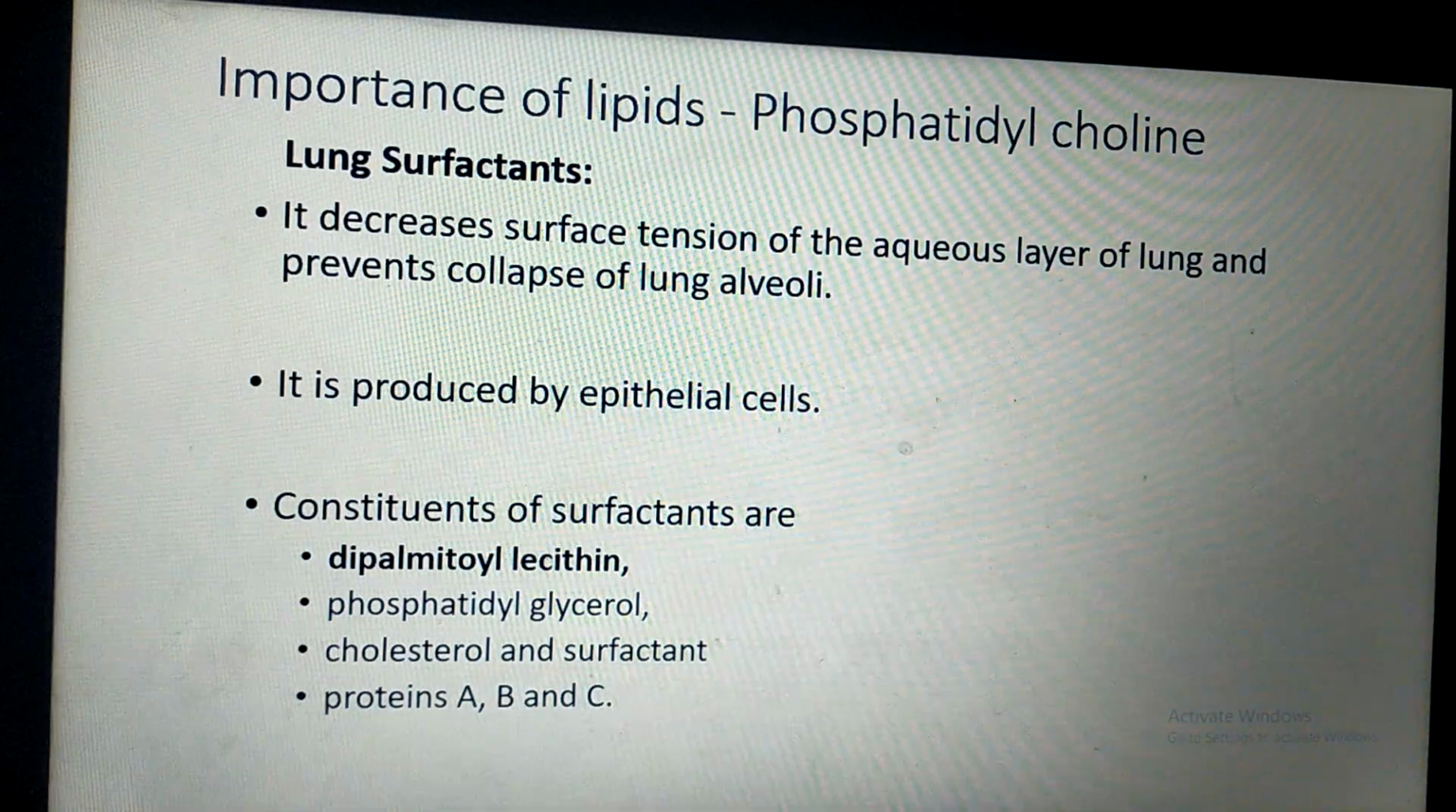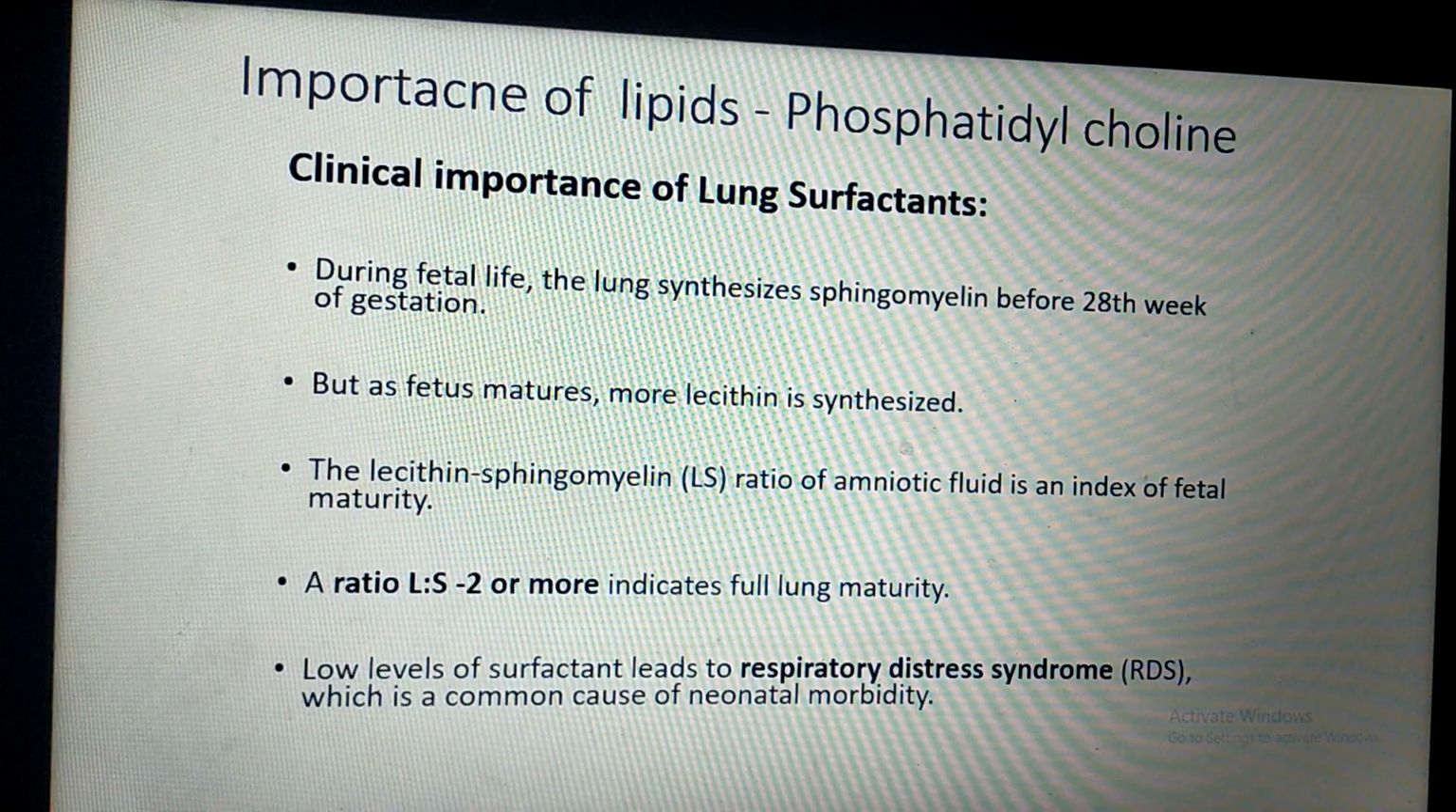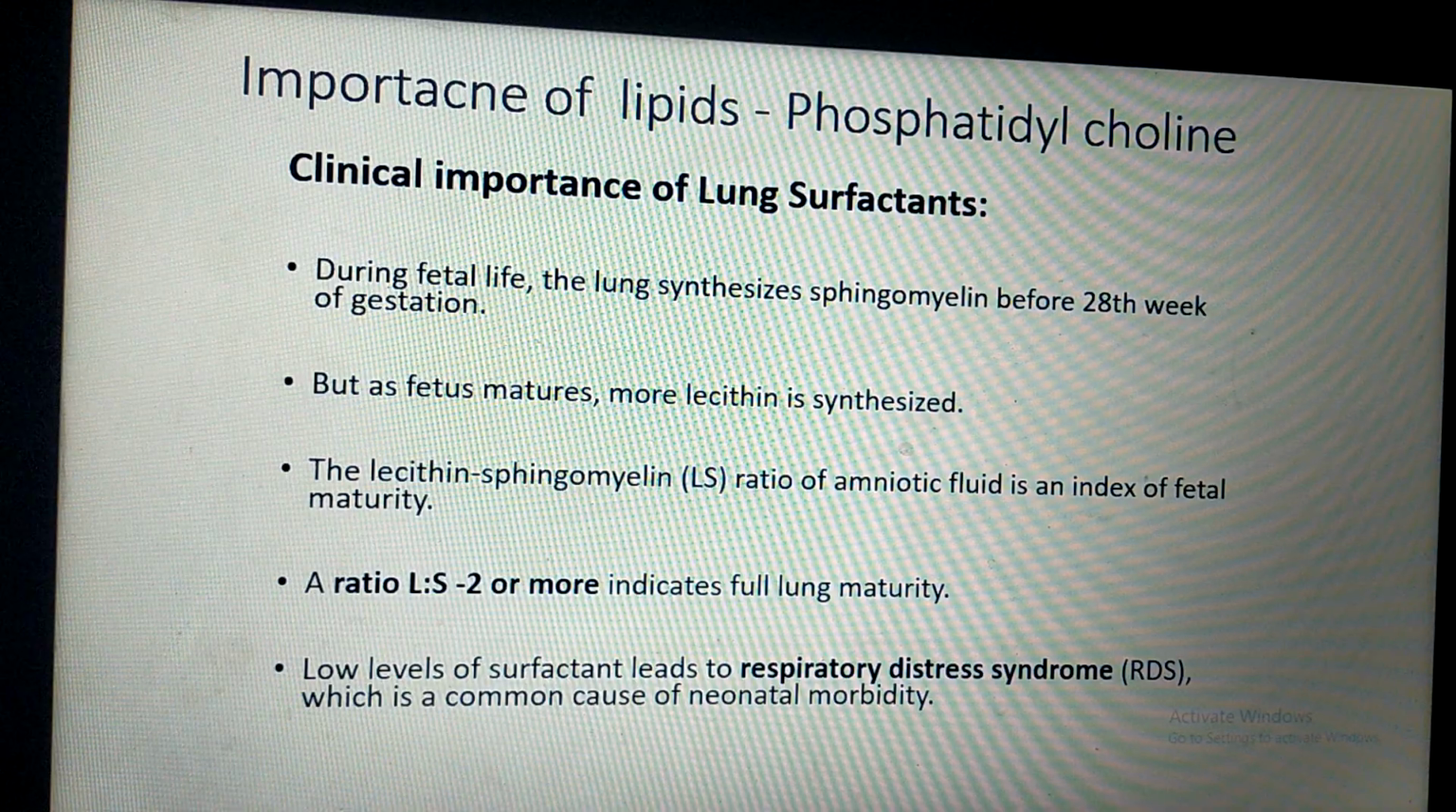Coming to the clinical importance of lung surfactant, during fetal life, the lung synthesizes sphingomyelin before 28 weeks of gestation, but as the fetus matures, the lungs start synthesizing lecithin. The lecithin sphingomyelin ratio of amniotic fluid is an index of lung maturity. That means if the lecithin is more, the lung is mature. Therefore, an LS ratio, that is lecithin to sphingomyelin ratio, of 2 or more than 2 indicates lung maturity.